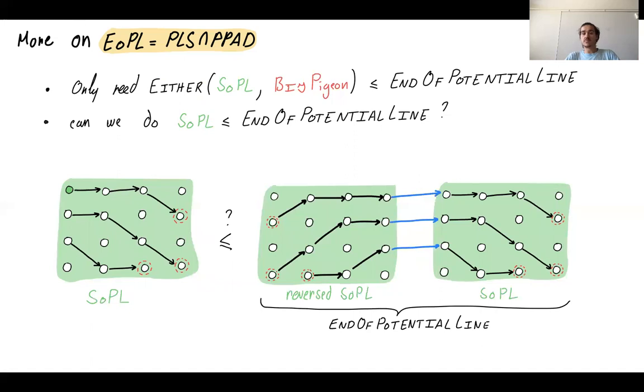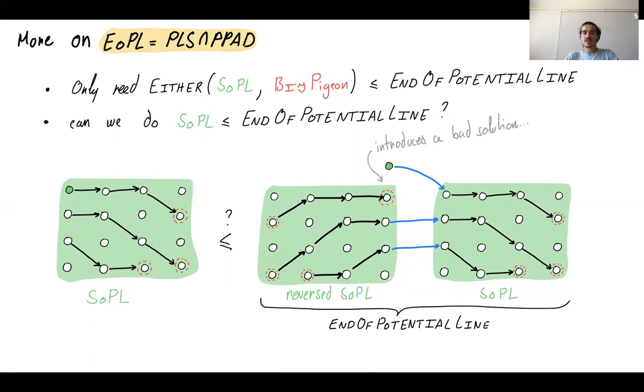But there is one missing piece. Where do you put the source? This end of potential line instance doesn't have any source. A quick fix would be just to add the source somewhere and link it as follows. But now you've created a new sink, which corresponds to a source in the original SOPL instance. And so this is not a valid solution. So clearly this reduction fails, but it tells us something important. The only crux now is that we need to somehow hide a new source in our instance.